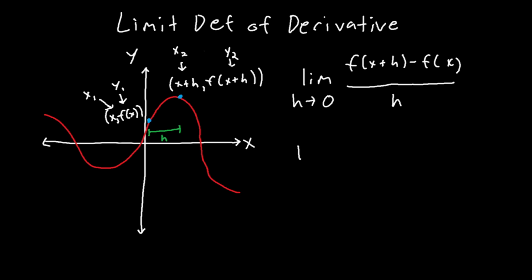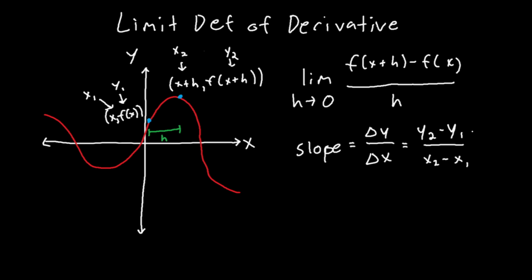So remember how to calculate slope. Let's do change in y over change in x. Well, we can subtract y2 minus y1 over x2 minus x1. All right, the coordinate pairs are subtracted from each other.